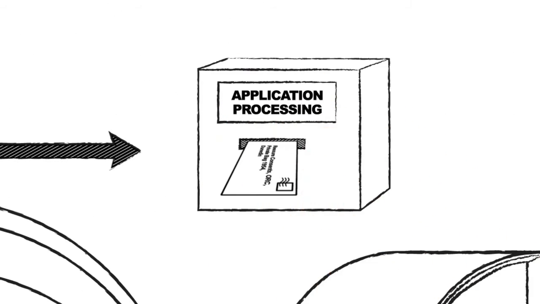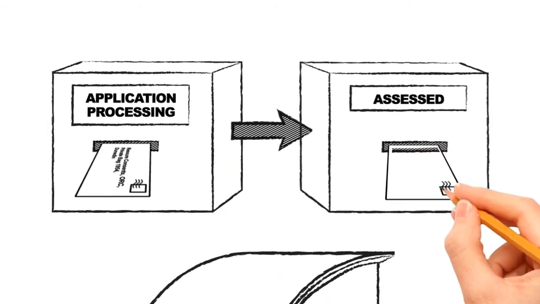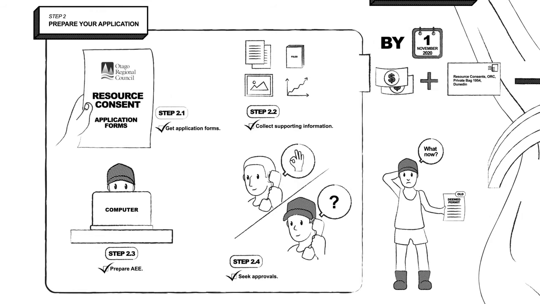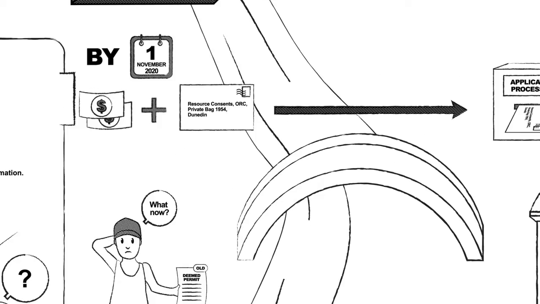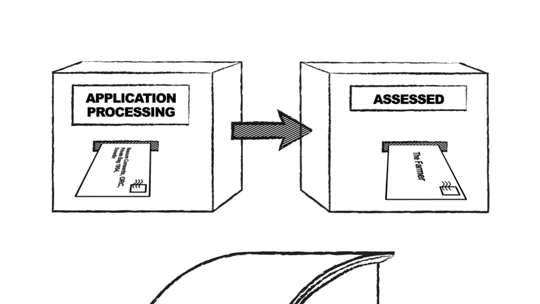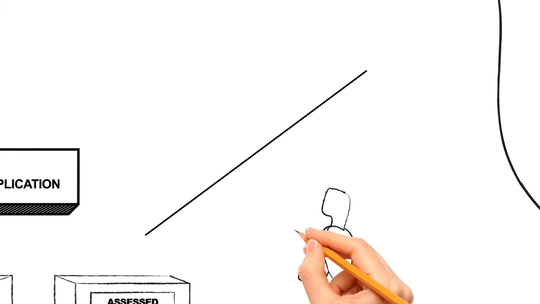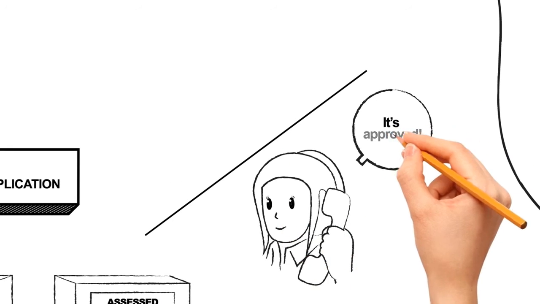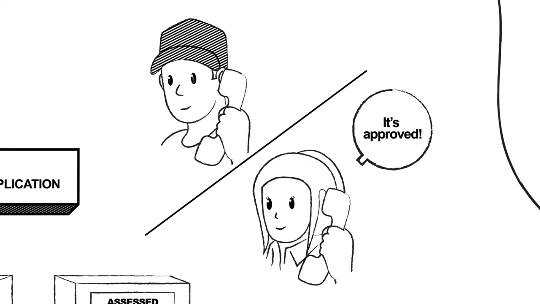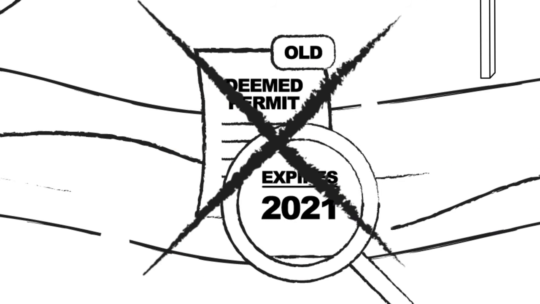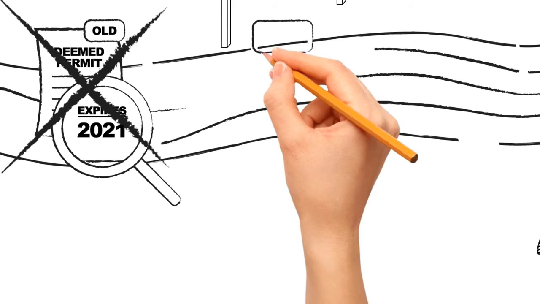There will be a little wait while your application is processed. Be sure to give us all the information we ask for, otherwise we might have to send your application back. If your application doesn't need to be publicly notified, you'll hear back within 20 working days. If it does, you'll need to attend a hearing and the whole process will take a bit longer and cost a bit more. Be sure to read your new water permit document carefully when you get it.